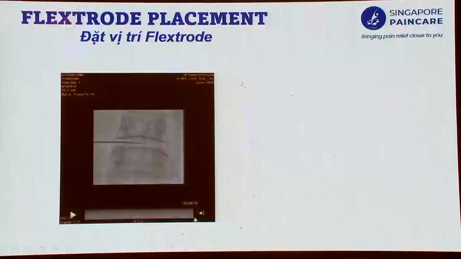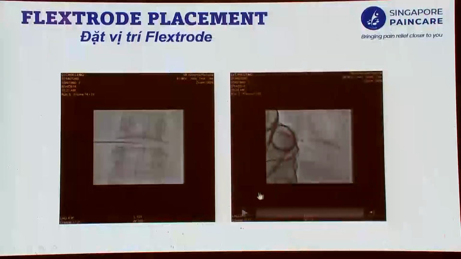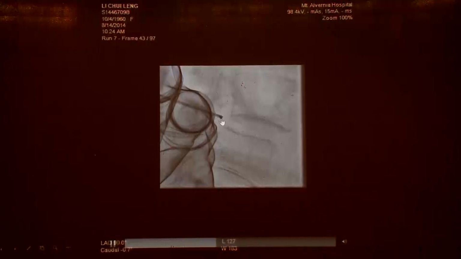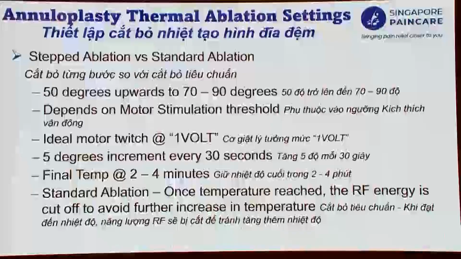How do I know I'm in the posterior space? The lateral view is very important. You could see that the hole of the needle is just at the posterior space of the disc itself. And you could actually see the hole as if it's a tunnel vision. And when you slide the probe out, it actually follows the curve of the disc and it goes behind posteriorly.